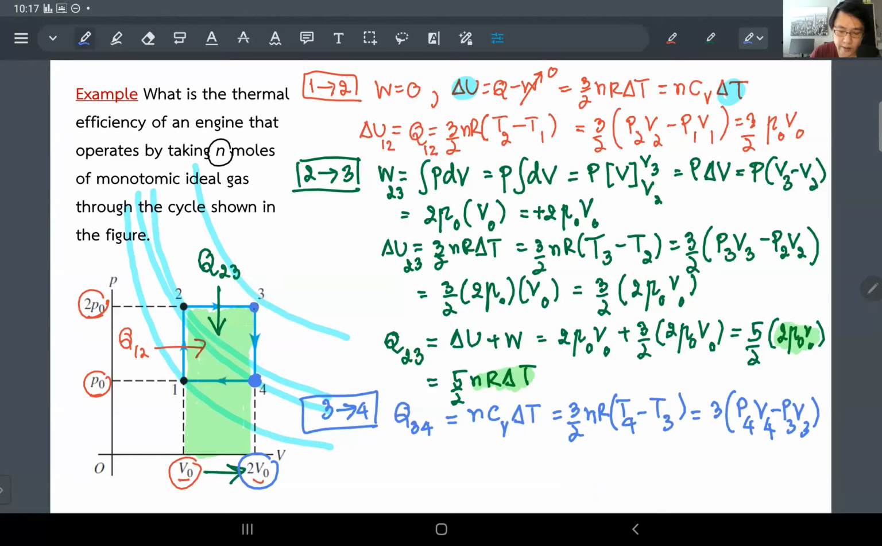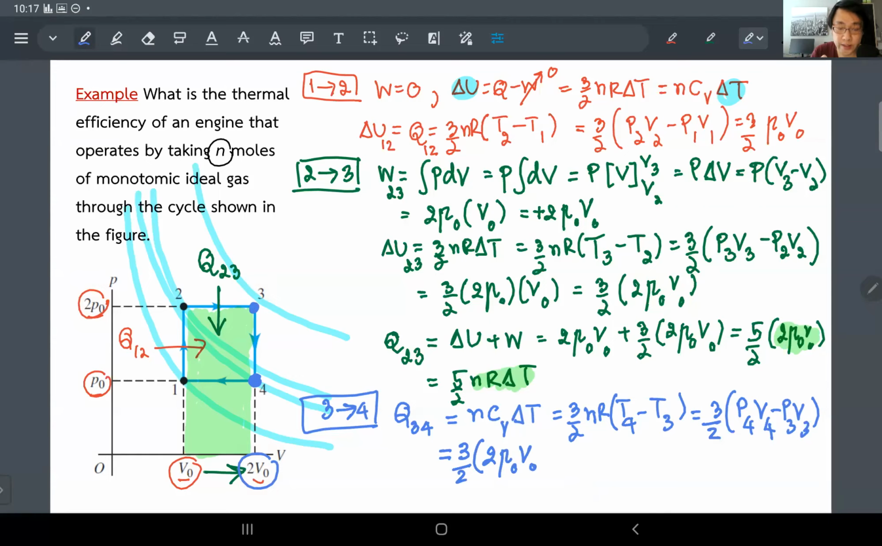So let me highlight there. Okay. So you read again, it's 2P naught, 2V naught. Just read the information out. Okay. So what you get from here is going to be 3 ½. P4V4 is going to be 2P naught V naught. You guys with me? Okay.